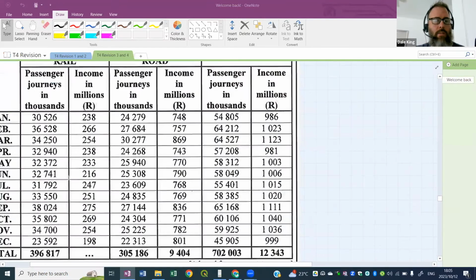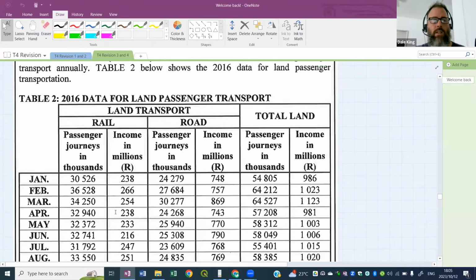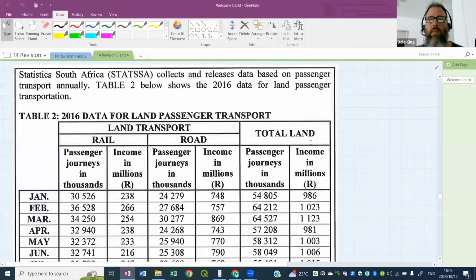I just want to zoom in a little bit more and try and get you guys to see all the data. But let's read the contextual text above here. It says Stats South Africa collects and releases data based on passenger transport annually. Table 2 below shows the 2016 data for land passenger transportation. Okay, so this is 2016 data for land passenger transportation.